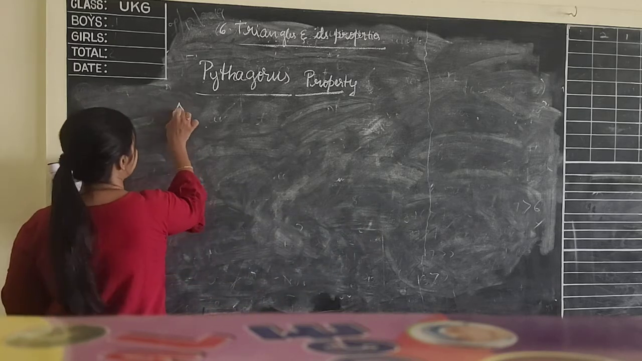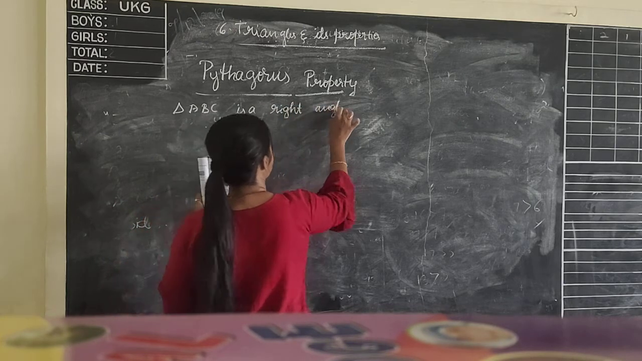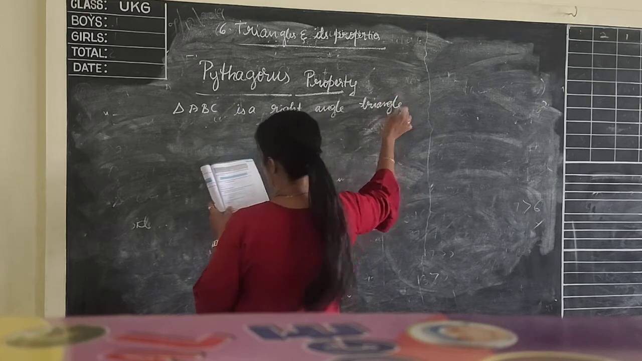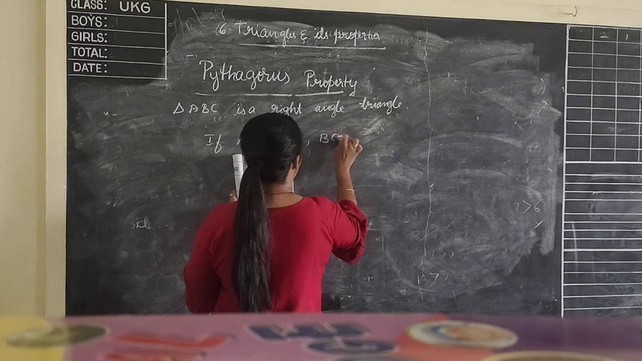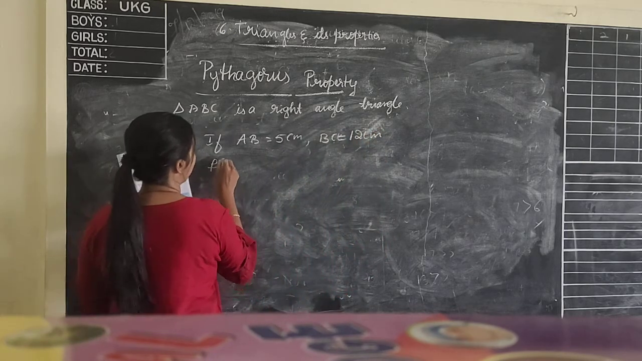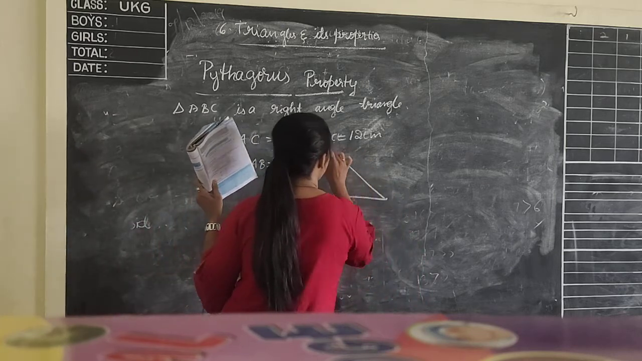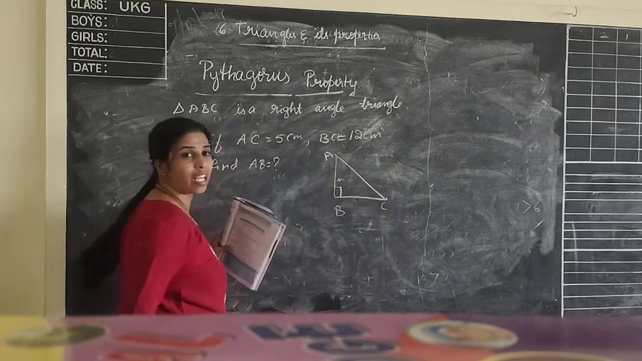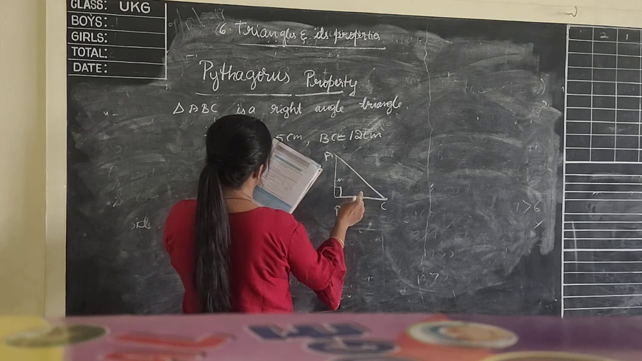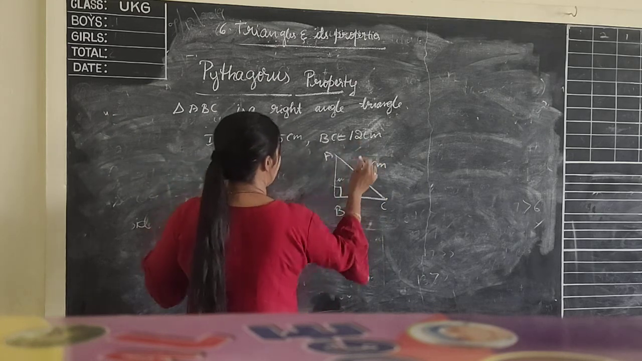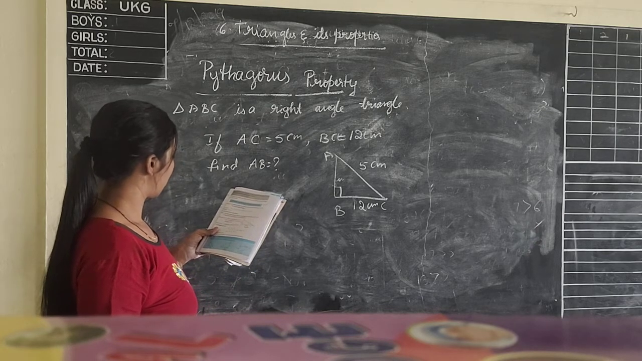Triangle ABC is a right angle triangle. If AC is equal to 5 cm, BC is equal to 12 cm, find AB. Draw the diagram. This is a right angle triangle. AC is given 5, BC is given 12.